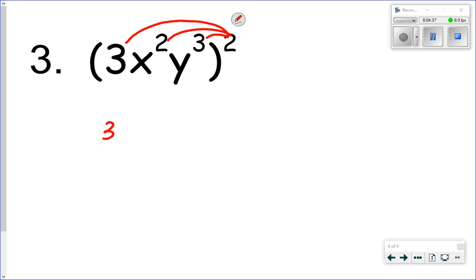Okay, so this is going to become 3 squared. In our rules for exponents, it says you multiply the two numbers together. So 2 times 2 is 4. And for the y's, 3 times 2 is 6.